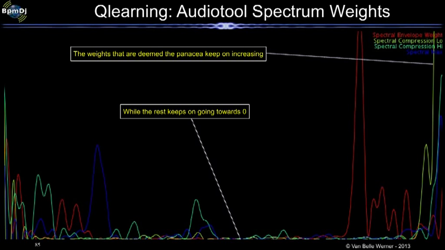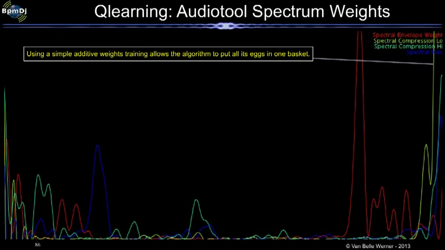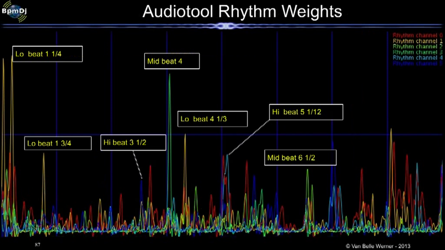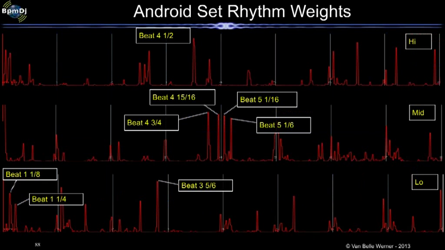A second aspect to the learning algorithm was that it placed all its eggs in one basket. Choosing 22 kHz as an important weight is sensible because it indicates indirectly how far above 5 kHz the song goes. Similar things happened to the written statistics, both for the audio tool dataset as well as for the Android dataset. With respect to loudness measurements, we saw something different.